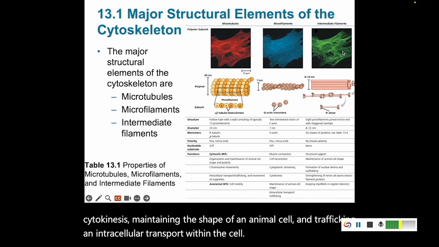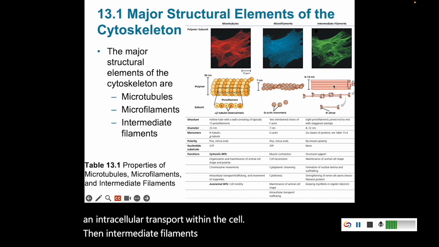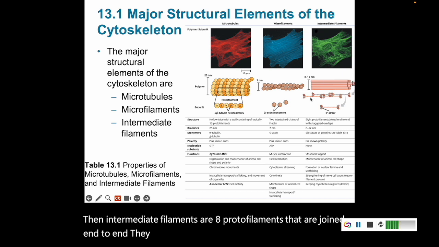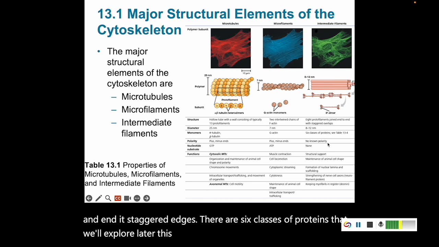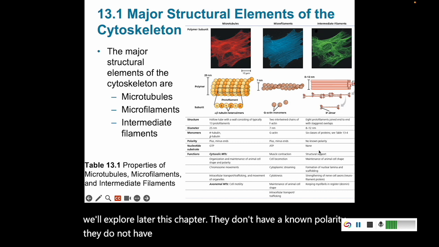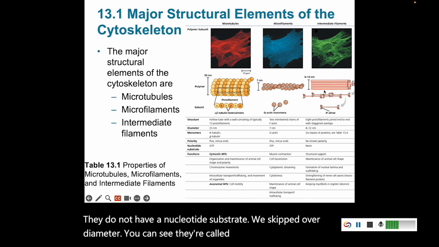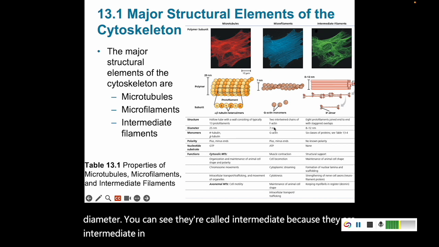Then intermediate filaments are 8 protofilaments that are joined end to end. They have staggered overlaps. You can see they begin and end at staggered edges. There are 6 classes of proteins that we'll explore later this chapter. They don't have a known polarity. They do not have a nucleotide substrate. We skipped over diameter. You can see they're called intermediate because they're intermediate in size. They're not as small as the microfilaments, but they're not as large as the microtubules.